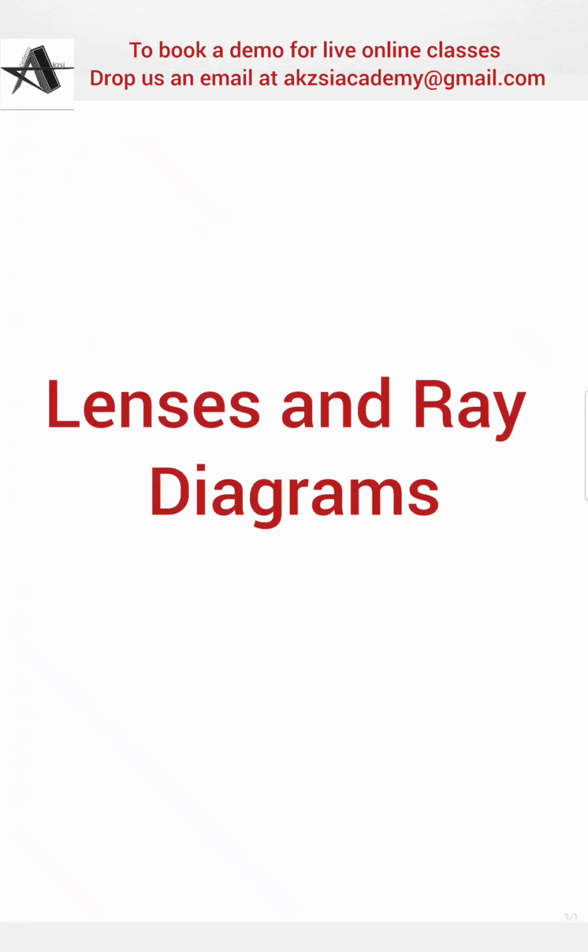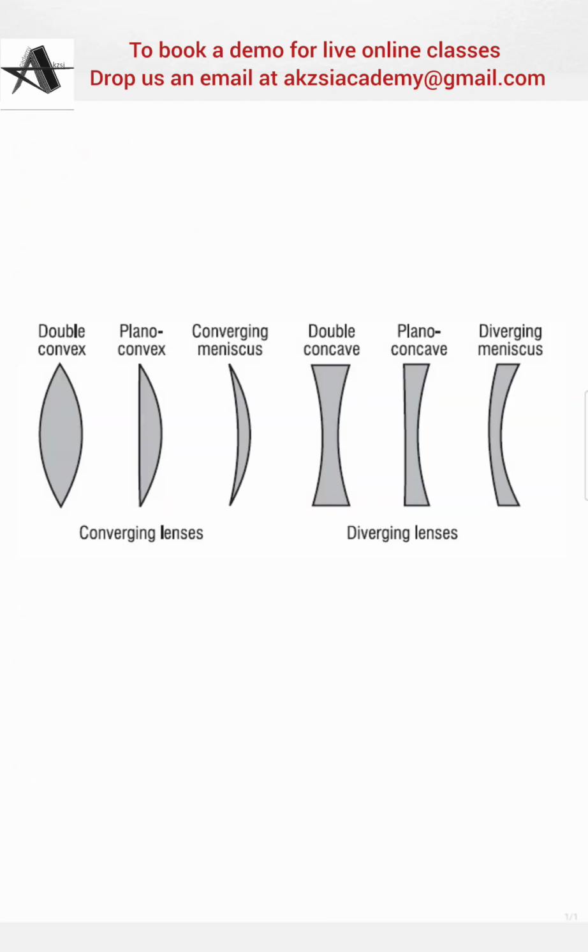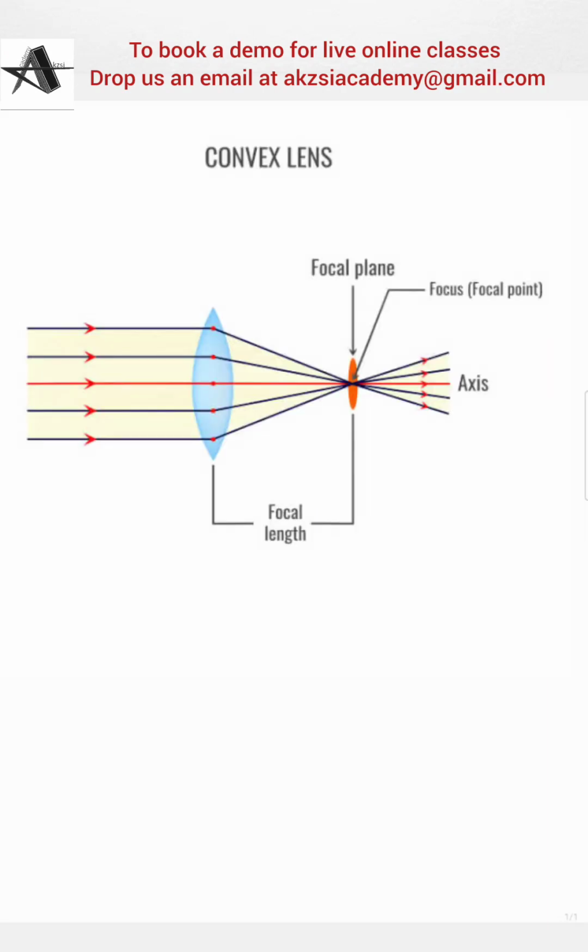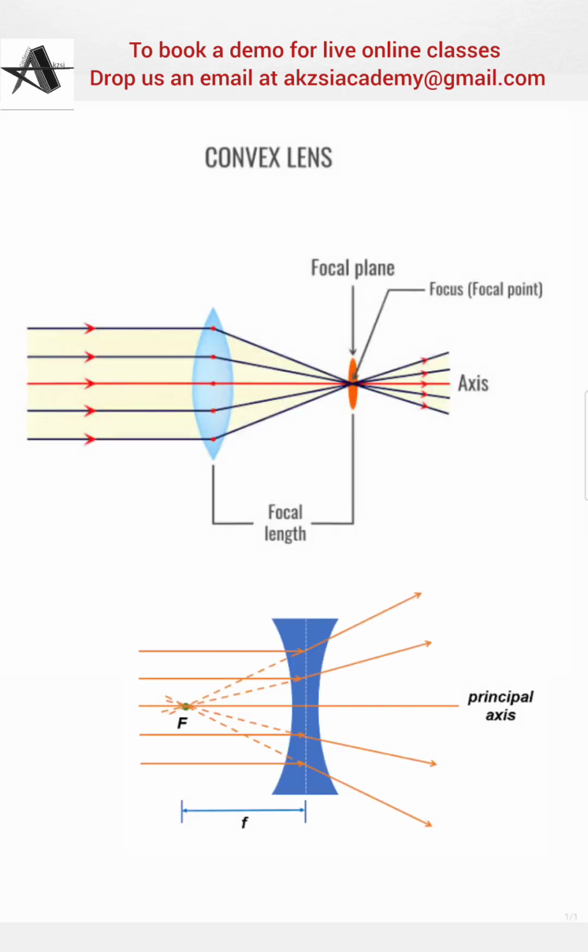Hello, welcome everyone. Today we are doing lenses and ray diagrams. So let me start with knowing what lenses are exactly. The lenses are actually a piece of glass or fiber that refracts the light. The main purpose of a lens is to refract the light, either by converging it or diverging it. And on the basis of that, they are further categorized into two types.